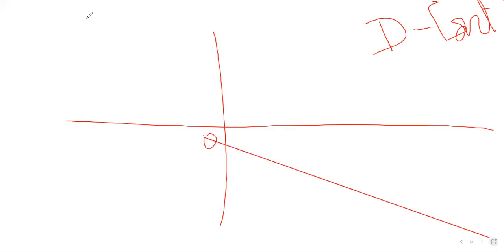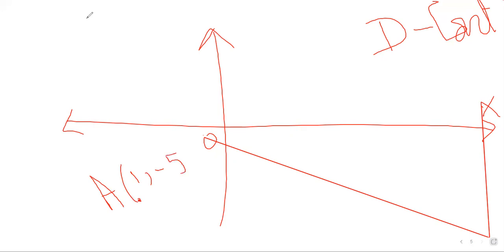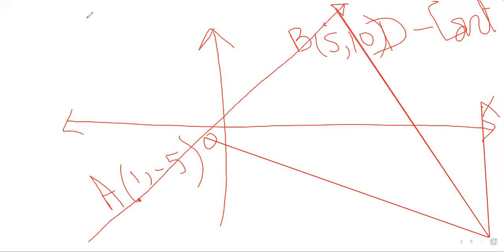The origin is where two perpendicular lines mutually intersect at point O, and the points are: the first point is A, which is (1, minus 5), somewhere over here. The second point is B, that is (5, 10), so that must be over here. Roughly locating these two points, the line will pass through them this way.